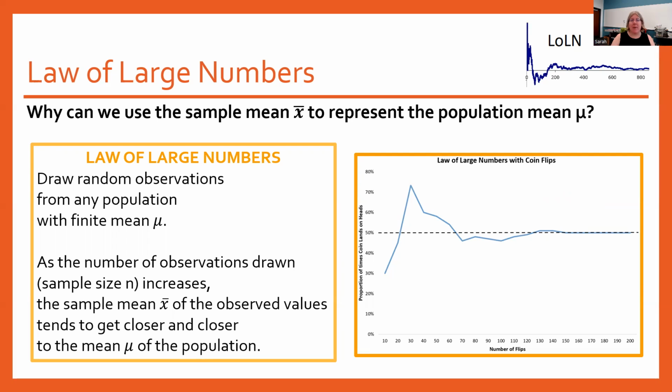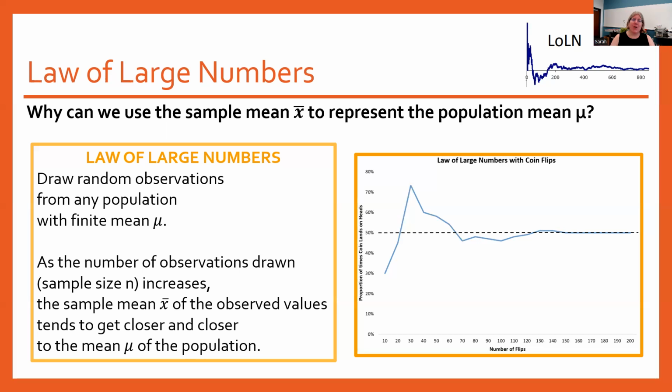And as I keep flipping this coin, maybe I flip it 100 times and I get 48 heads and 52 tails. So closer to that 50-50 split. As I keep going, I flip this coin hundreds of times, thousands of times, tens of thousands of times. What's going to happen is that that value of heads is going to settle down to 50-50. In other words, the sample mean x bar is going to get closer and closer to the true population parameter, the true population mean of 50%.